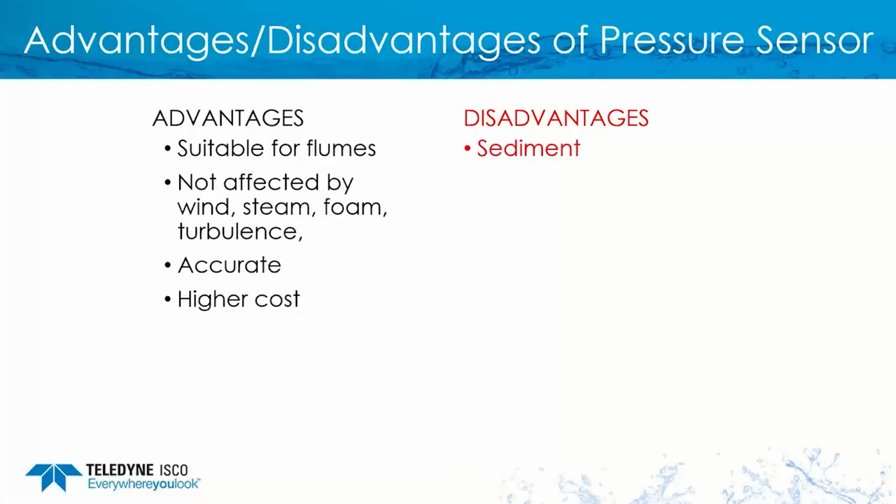Some of the disadvantages you may find with a pressure transducer is sediment could cover it, and power surge. If we had a lightning strike nearby, it can travel through the water and actually damage the electronics that are in the flow stream. And the other disadvantage is it does not read the direction of flow. Again, these last three devices read level only, not direction.